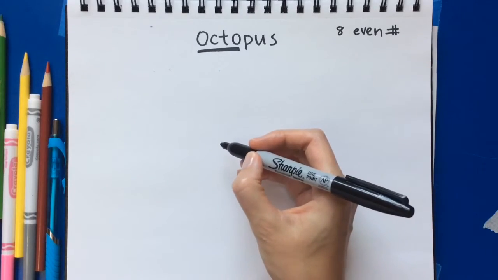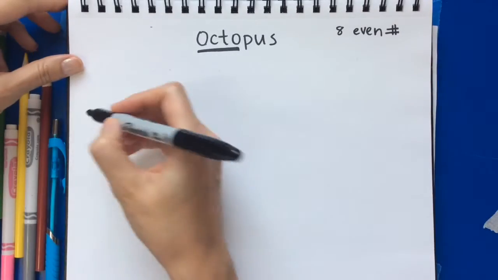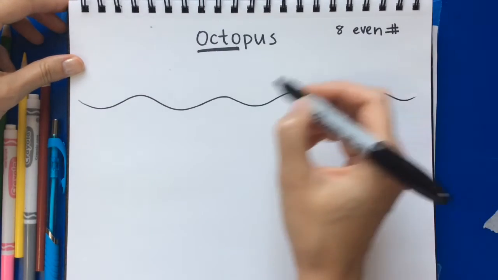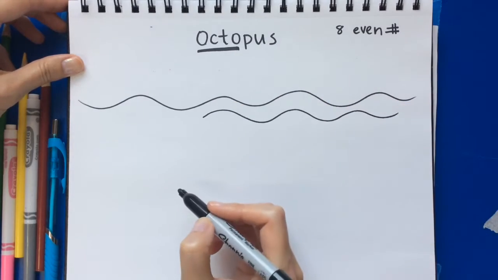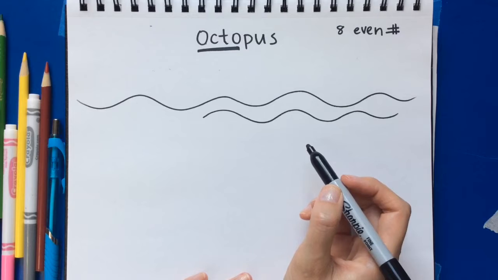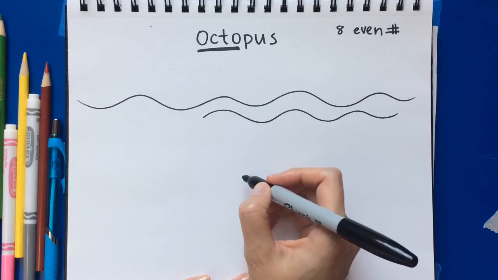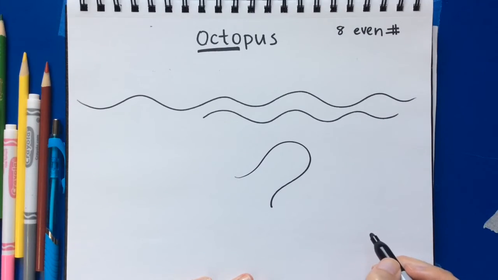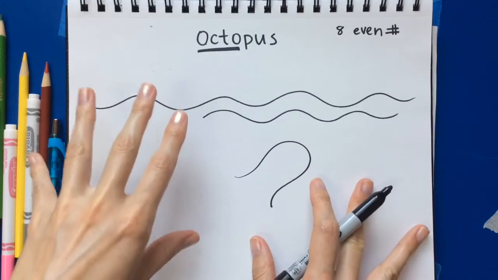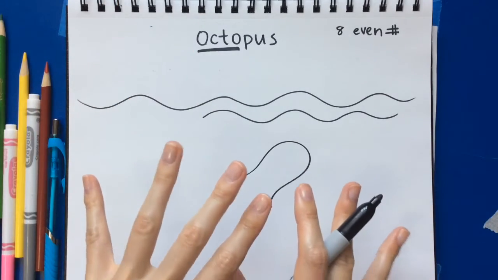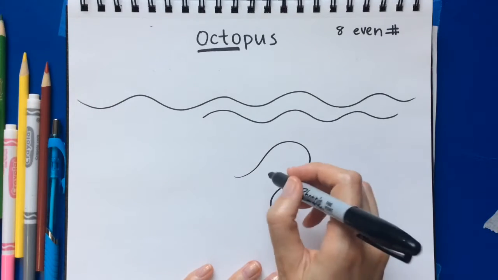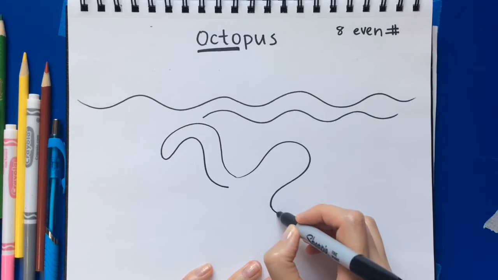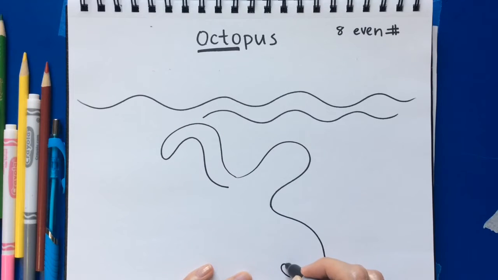I'm going to start with our wavy line for our water. You're going to find out very quickly that this activity is going to include a ton of wavy lines. Curved lines, wavy lines. Let's do his head. Okay? And now the leg part, how you want your octopus's tentacles to go is kind of up to you. You can make it as curly as you like.